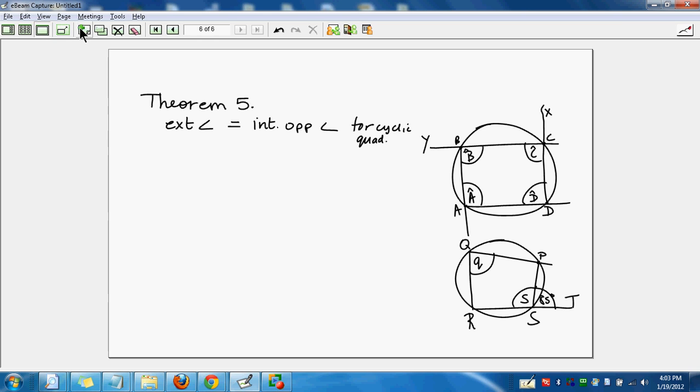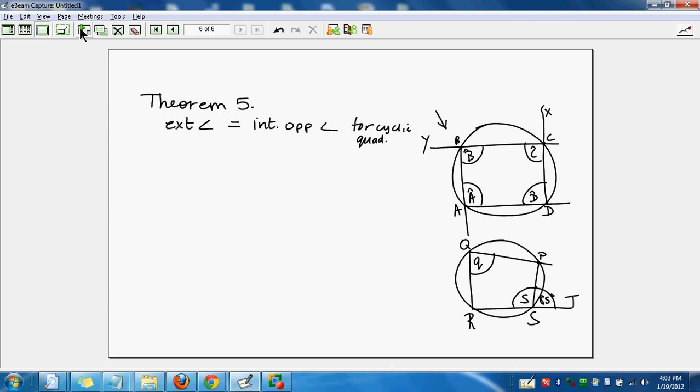Alright? So if we look at this diagram here, you'll see first of all that the shape A, B, C, D is a cyclic quadrilateral because the vertices lie on the circumference of the circle. And each of the angles at the respective vertices A, B, C, and D are labeled accordingly, right? So what they're saying is that the exterior angle is equal to the interior opposite angle. What are we referring to? So let's take up this one.